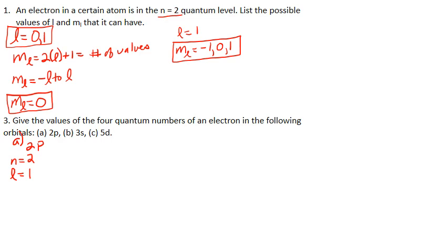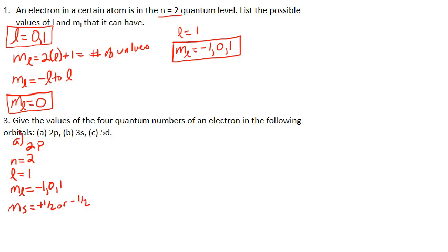Now, for m sub L, right now, I just have to list my possible values. So when L is 1, it ranges from minus L, or minus 1, all the way to plus L, or plus 1. So each value here corresponds to a p orbital. I've got 3 p orbitals that electron could be in. And then finally, m sub s, all right, is always either going to be plus 1/2 or minus 1/2.